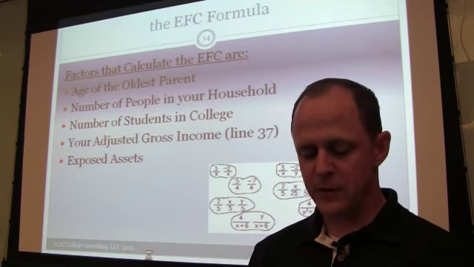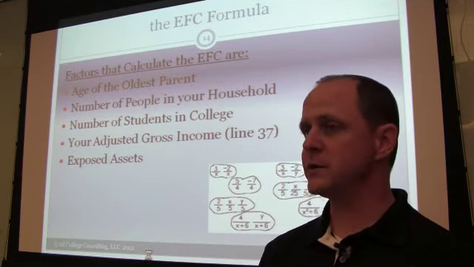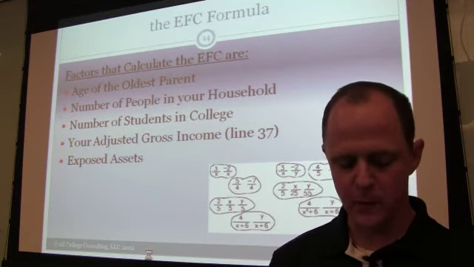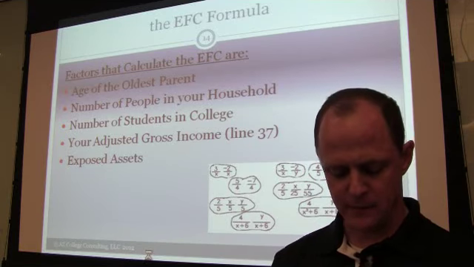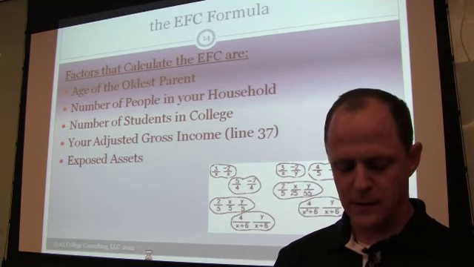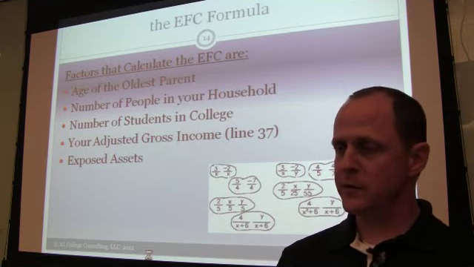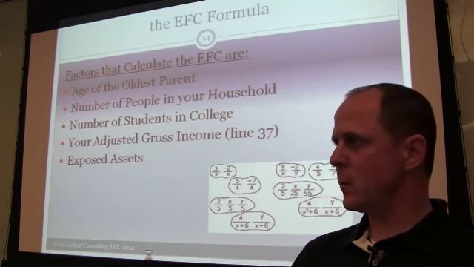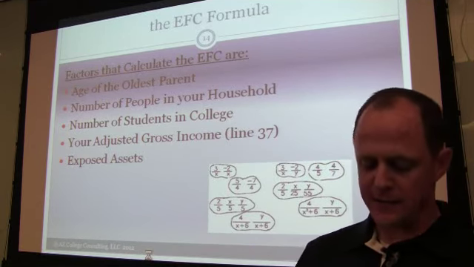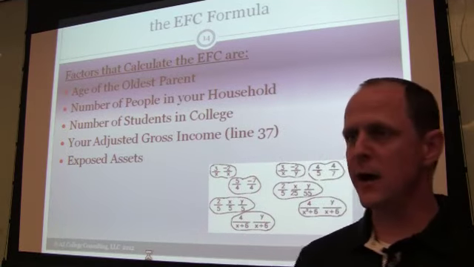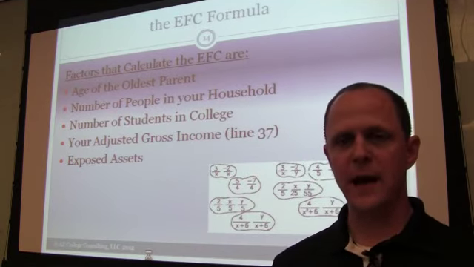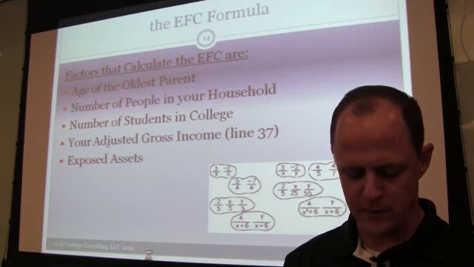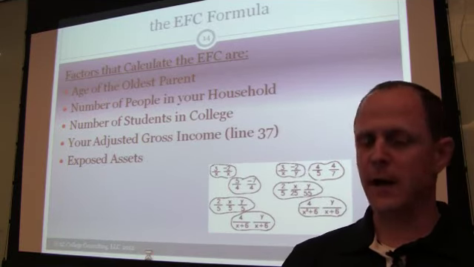Another factor that calculates the EFC is your adjusted gross income. That's line 37 on your Federal 1040. We'll look at that as we move forward. And also exposed assets. One of the things that we want to look at with exposed assets is based on your age, the age of the oldest parent in the household, they have an asset protection allowance. And any dollar amount that you have that's an exposed asset above that asset protection allowance will get calculated into the EFC formula.